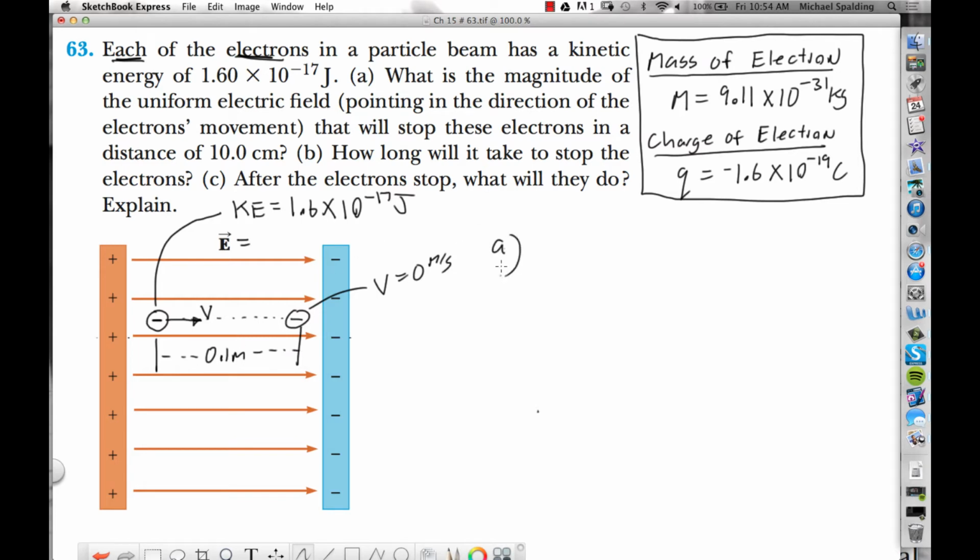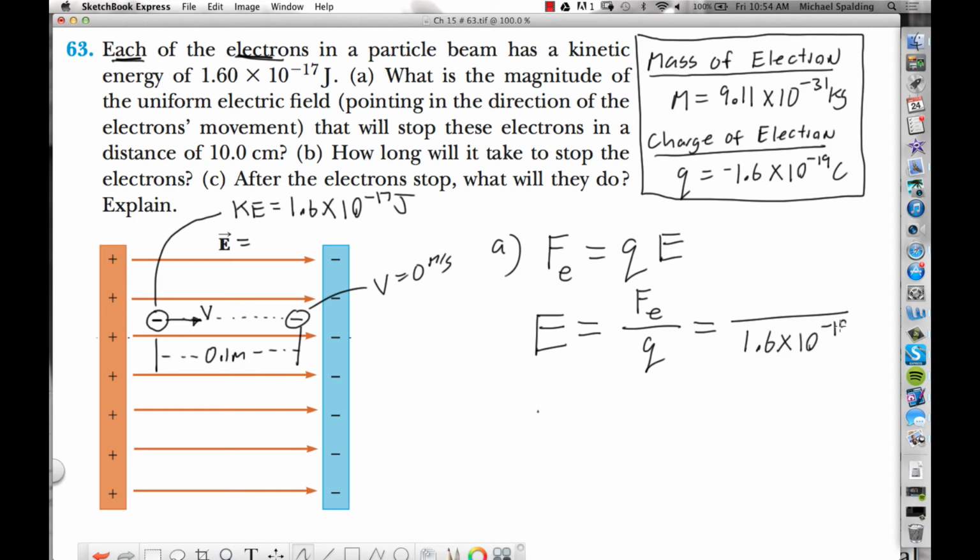So for part A, the way you're going to find the electric field is with the equation for the force of an electric field. So what's the equation for force of an electric field? QE. Okay, so rearrange that. E is going to be the force of the electric field over Q. So do we have the charge that applies here? Yeah. Well, what's the charge we're talking about? It's the charge of an electron, which is 1.6 times 10 to the negative 19 coulombs.